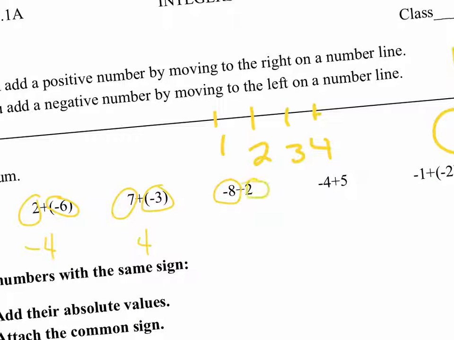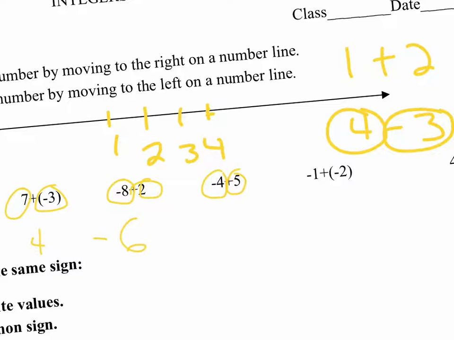Negative 8, positive 2. So opposite signs, again, we subtract, so I get 6. 8 is bigger than 2, so we keep 8's sign, which is negative. Okay? Negative 4, positive 5. So the opposite signs again, we subtract, so 5 minus 4, which would be 1, and then we keep the positive because 5 is bigger than 4.